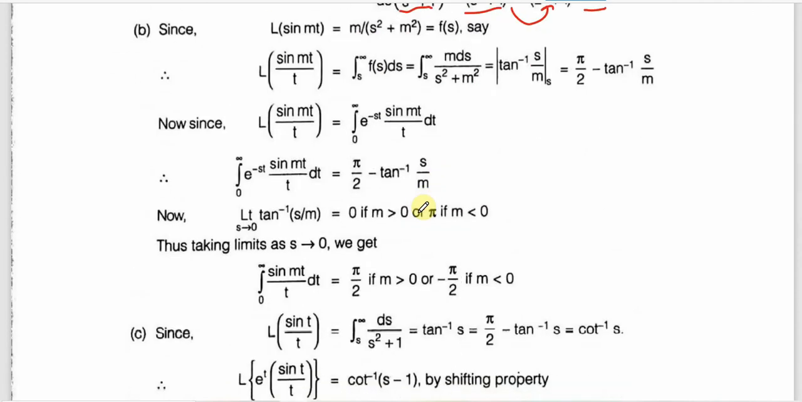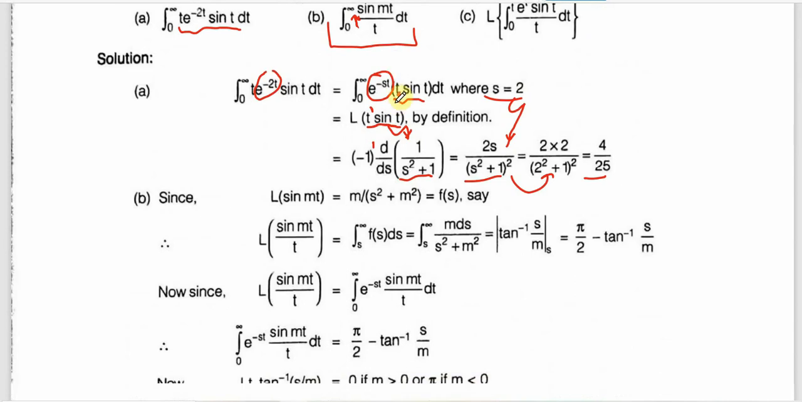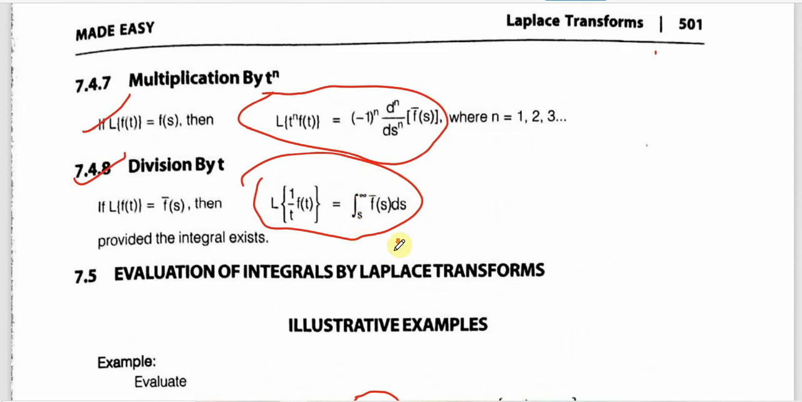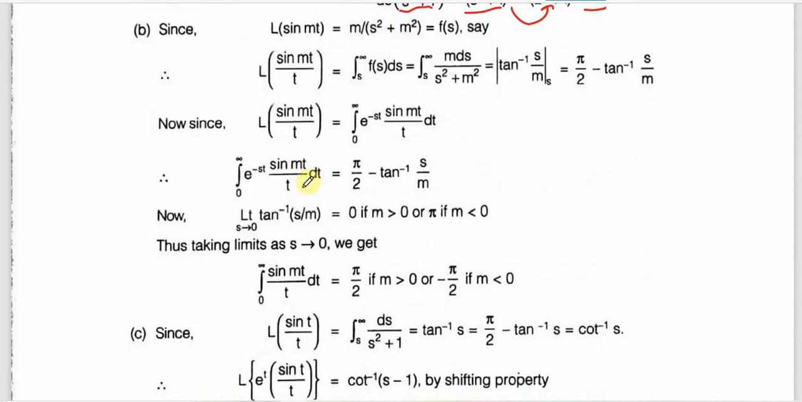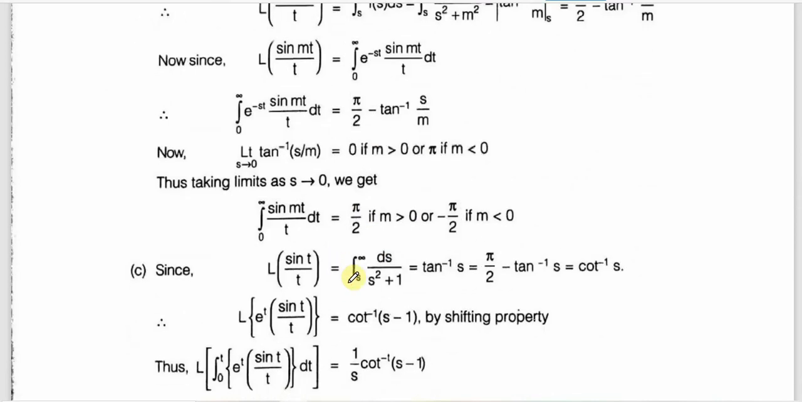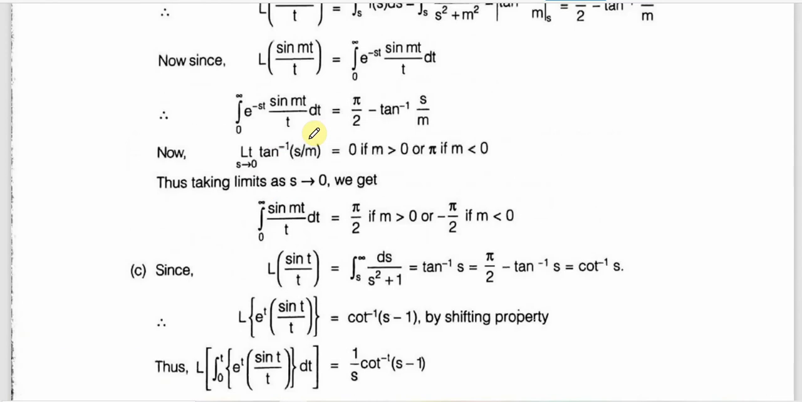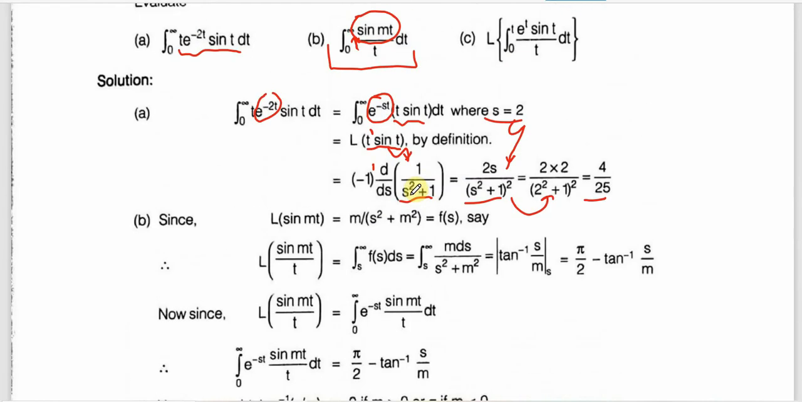So what is the Laplace of sin mt upon t? If t is in the denominator, then we have to integrate from s to infinity the Laplace of sin mt. The Laplace of sin mt is m upon s square plus m square, and we have to integrate that one, from s to infinity.